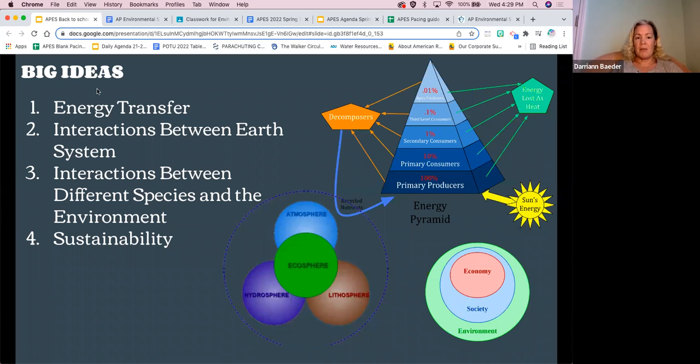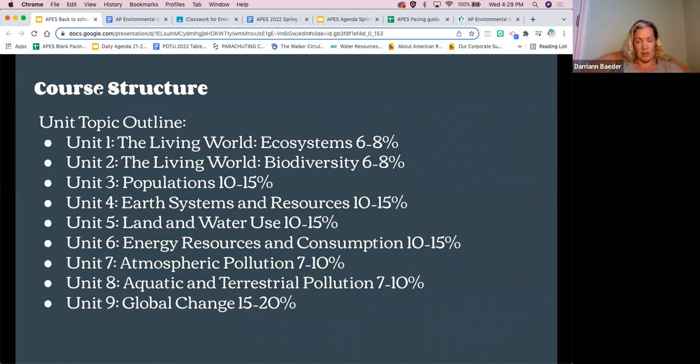AP Environmental has 4 main ideas, 4 big ideas, it's called, that the whole curriculum runs off of: energy transfer, interactions between the systems on Earth, interactions between species and the environment, and then this idea of sustainability. These big ideas then translate into 9 units. Right now we're just finishing up Unit 1, so we're a little behind schedule, but Unit 1 is kind of a big foundational piece. We talk a lot about ecology.